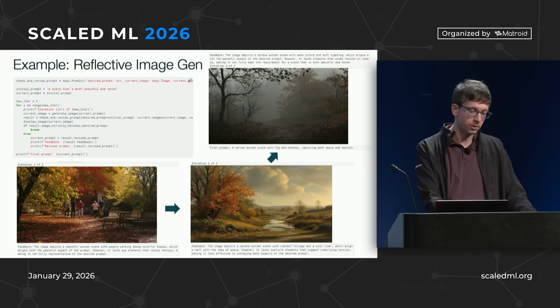But then the same model, it's a vision language model, so it looks at that image and then it says, oh, actually, let me edit the prompt. I'm going to say there are clouds. It also said there's a calm river or something. And then it's like, hey, that's still not good enough. And this is the final prompt: a serene autumn scene with fog and shadows capturing both peace and tension, which actually it says, yes, this is a good image. So very simple, but it's using a vision language model as an optimizer.